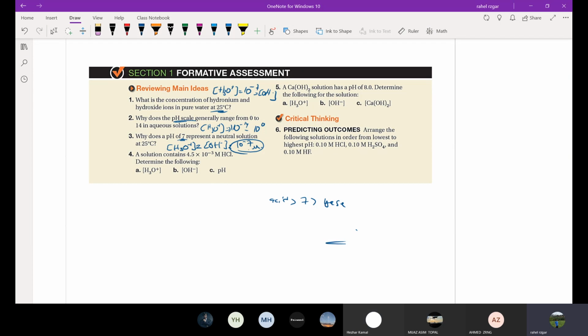Question 4 is just like the previous questions. We have concentration of HCl. It's the same as concentration of H3O. So for acids, they are generally the same. Then you can find OH, then you can find pH from H3O. So this question is for you.